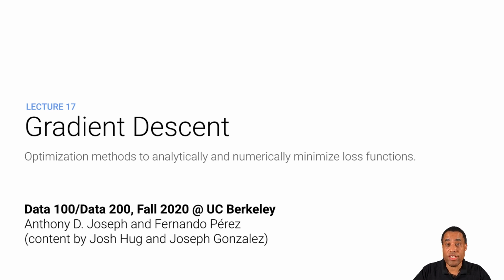This is lecture 17 for Data Science 100 and Data Science 200. The topic is gradient descent. So we're going to start by looking at something that's like gradient descent in one dimension.